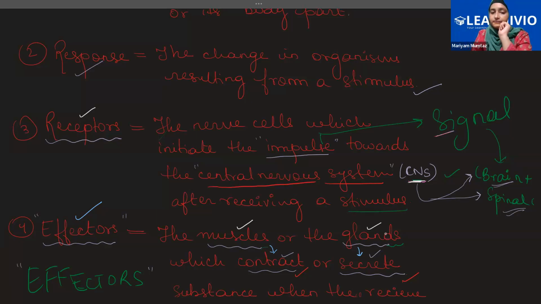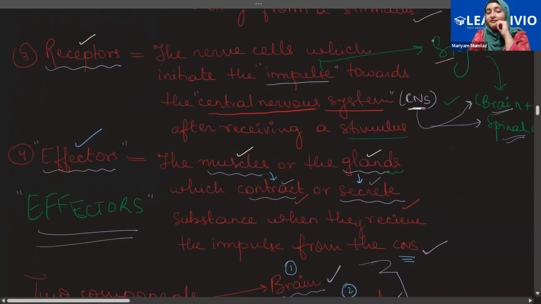and then immediately the signal is carried to the central nervous system. Now, our central nervous system has two components: the brain and the spinal cord. So as soon as the impulse, or signal, is initiated, it gets transmitted to the central nervous system. Then comes lastly the effectors.